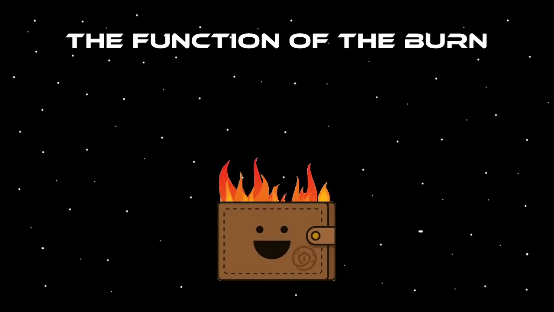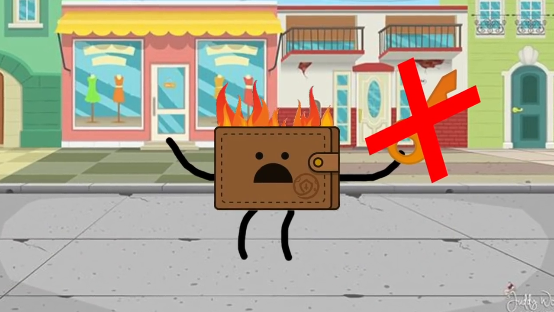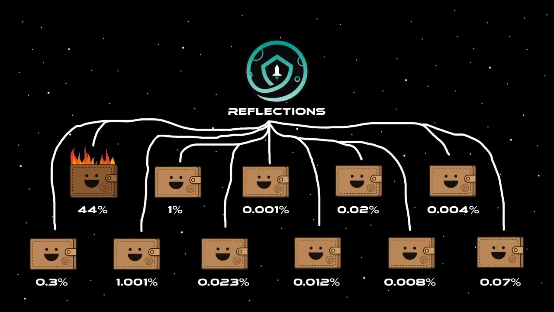This also applies to the burn wallet. The function of the burn wallet is to permanently remove tokens out of circulation, where those tokens become unrecoverable as the wallet lacks a private key and therefore cannot be accessed. So the more tokens in the burn wallet, the more tokens it will burn due to the weight of the wallet increasing. This will continue to happen until the development team of Safemoon decide to stop the burn and the burn wallet is prevented from receiving further reflections.